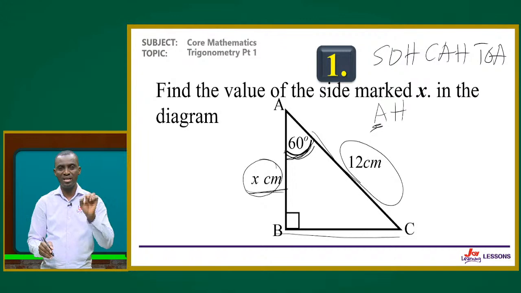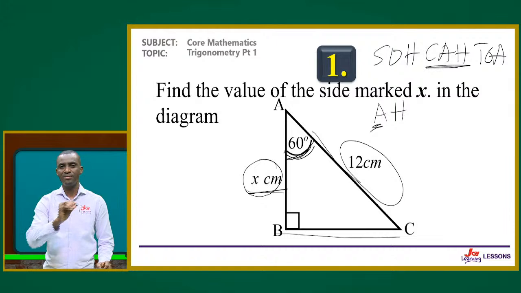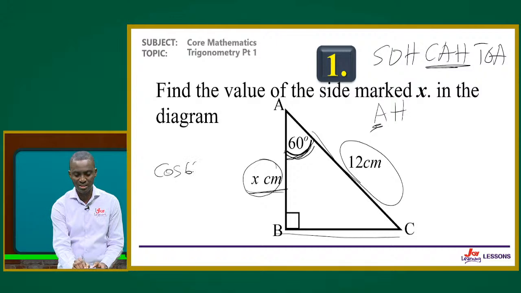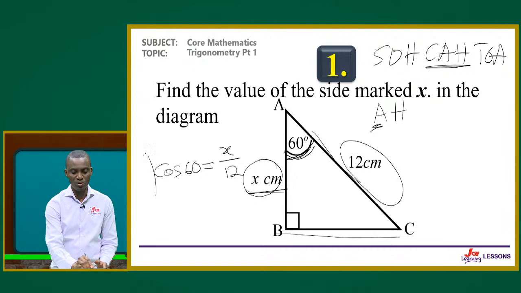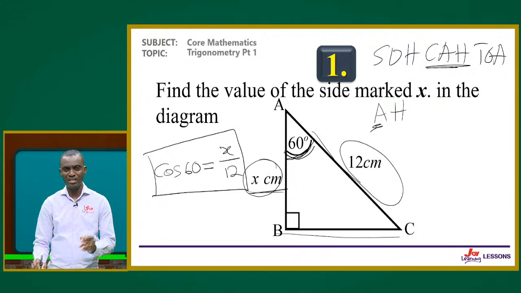And that is cos. It means that I can define this angle, cos theta, which is 60, as adjacent over hypotenuse, which is x divided by 12. So I can solve for the value of x. This becomes a simple equation, right? And I want to make x the subject. Change of subject comes in here. You see that topic is being applied here.